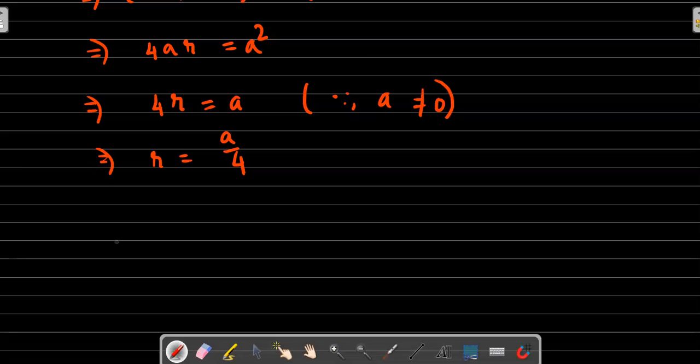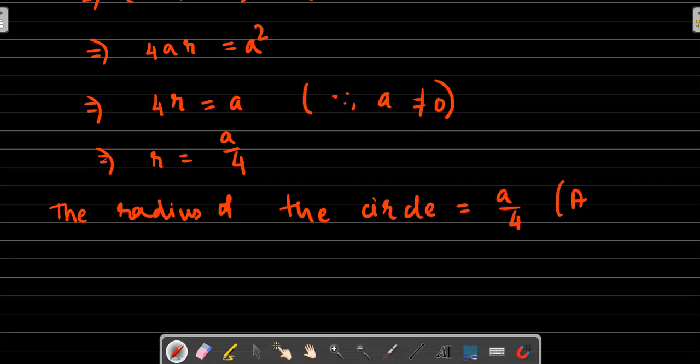Therefore you see the radius of the circle is equal to a by 4. This is the answer. I hope you all understand the solution.